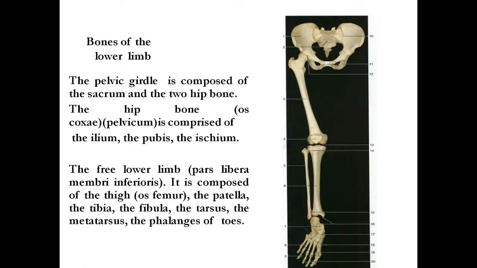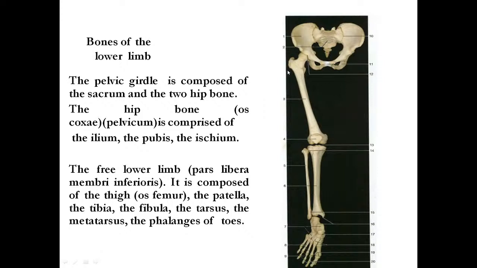Bones of the lower limb. The pelvic girdle is composed of the sacrum and the two hip bones. The hip bone, os coxa or pelvicum, is comprised of the ilium, the pubis, and ischium. This is ilium, pubis, ischium.